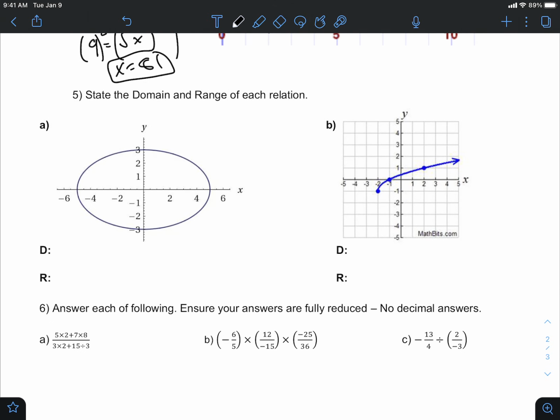Domain and range. Okay? Does anybody know what this shape's called? Just out of curiosity? Oval? An oval, or is there a specific scientific term? That's right. An ellipse. It's an ellipse. I'm going to call it an ellipse. Here's the sun, and here's the earth. Anyway.